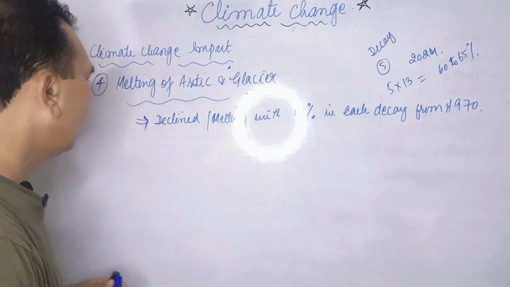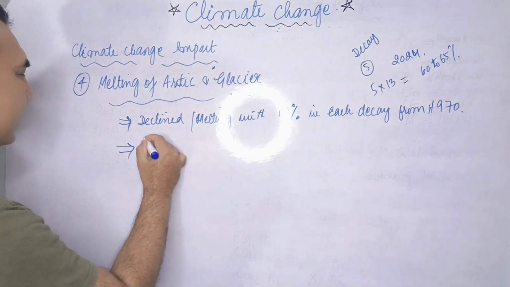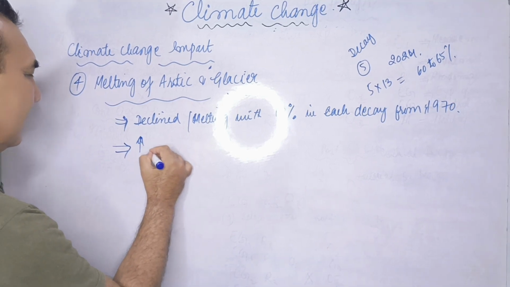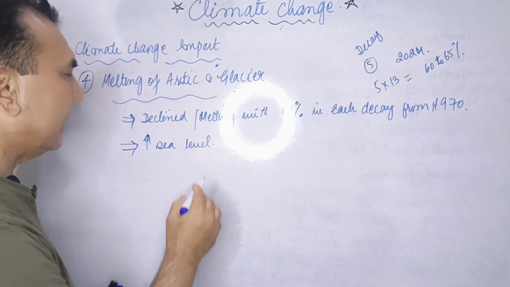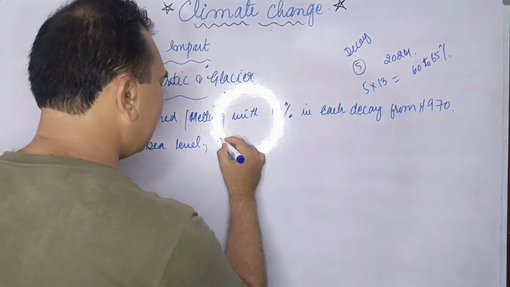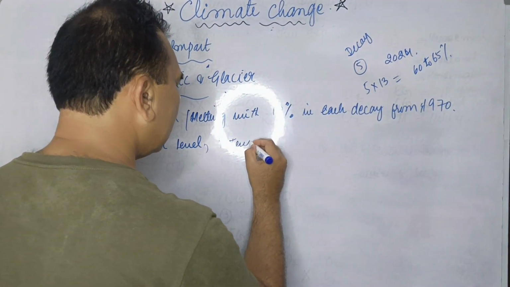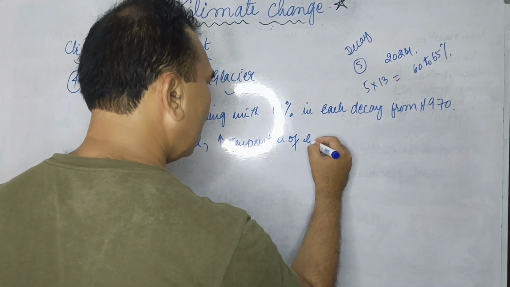So what would happen from the melting of this glacier? It increases the sea level. And again, it increases the temperature of the globe.